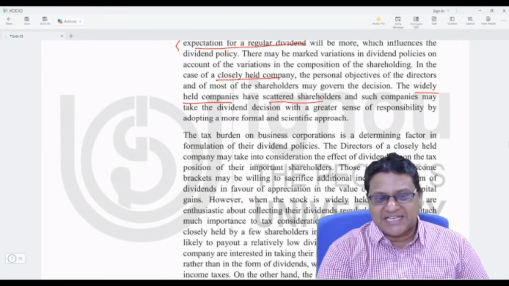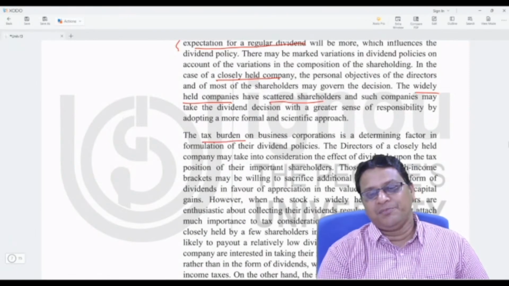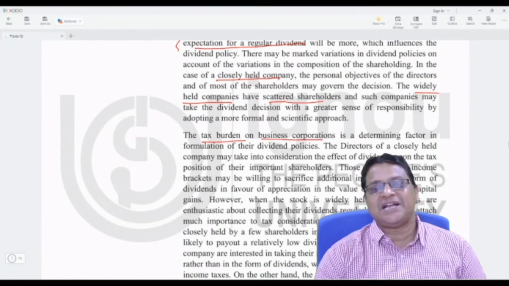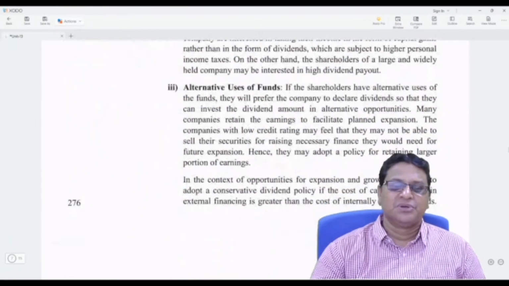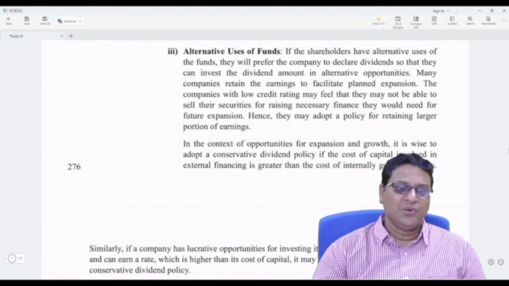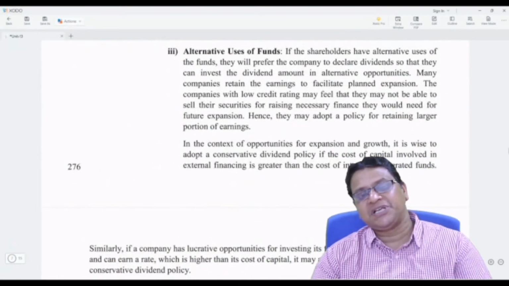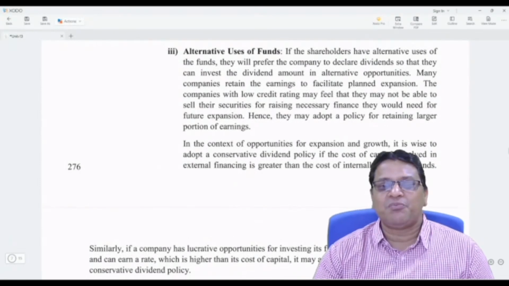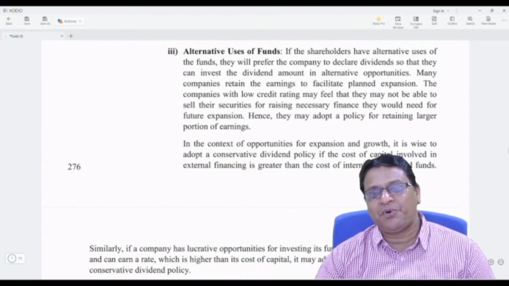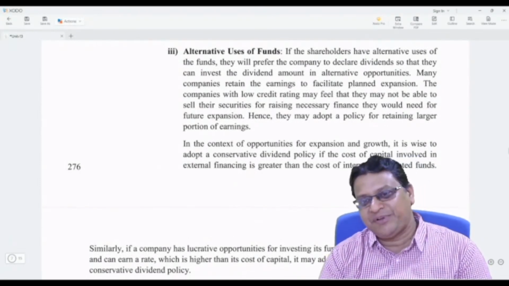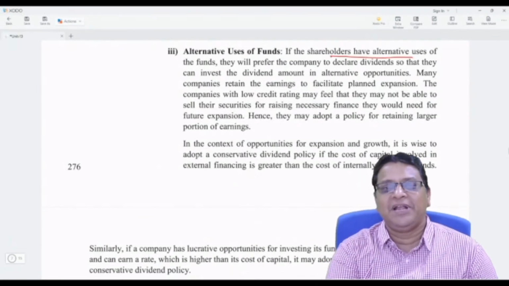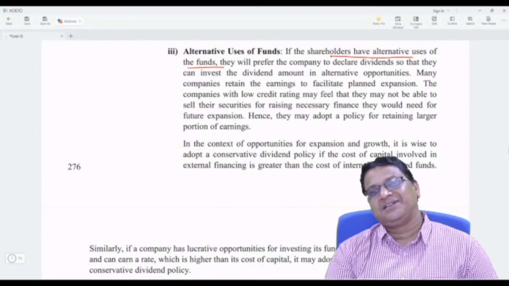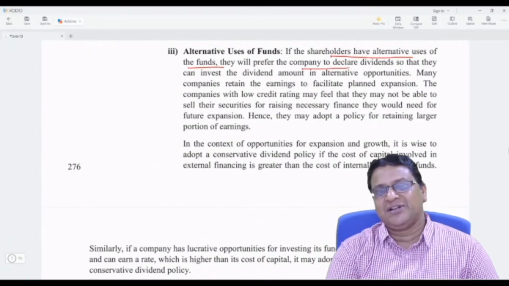Similarly, the tax burden on business corporations also decides the dividend policy of the organizations. So we have to decide. The next factor which affects the dividend policy is alternative use of funds. What is alternative use of funds? If the shareholders take dividend, what use will they make of the funds available in the form of dividends? That also decides the dividend policy.